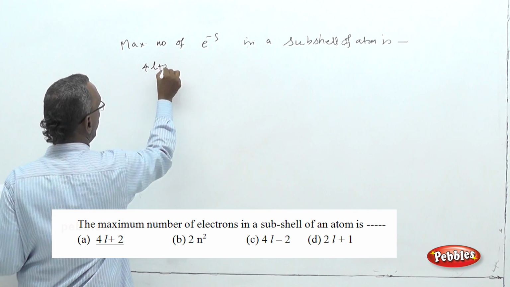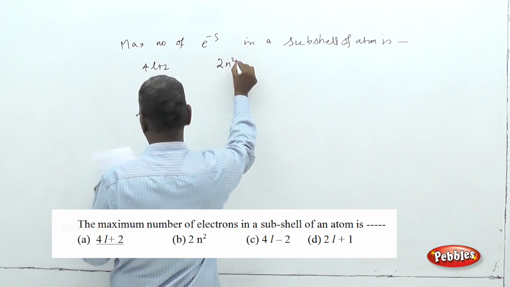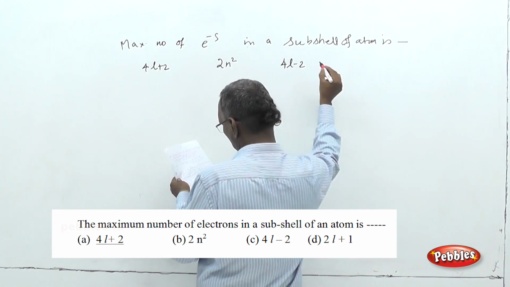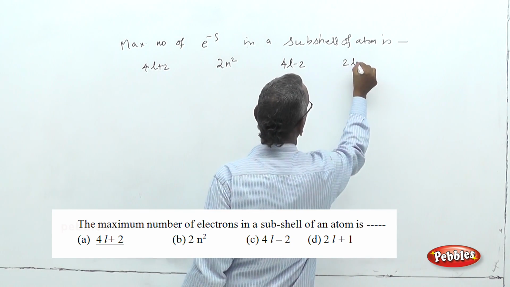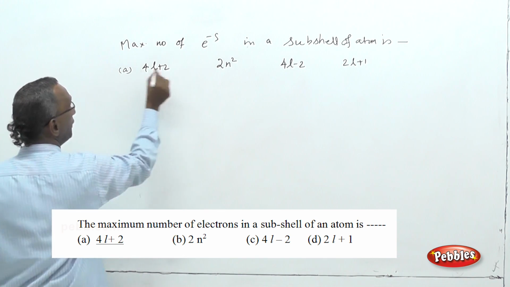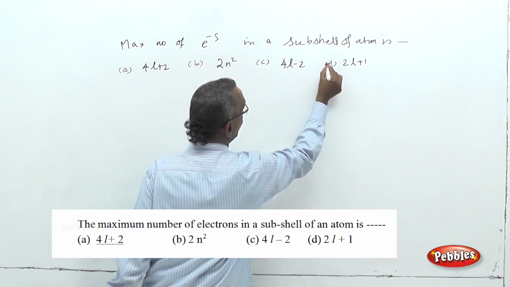First choice A is 4l plus 2. Second choice, 2n squared. Third choice, 4l minus 2. And fourth choice, 2l plus 1. Here I have mentioned only the choices. Actually, the choices will be written as A, B, C and D. Only one choice is correct.